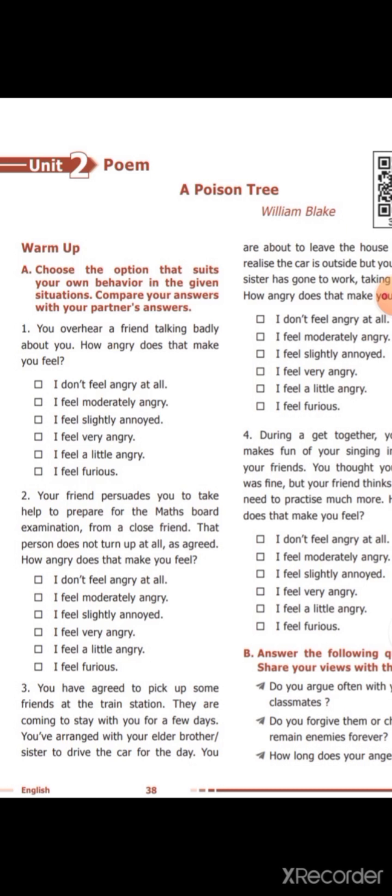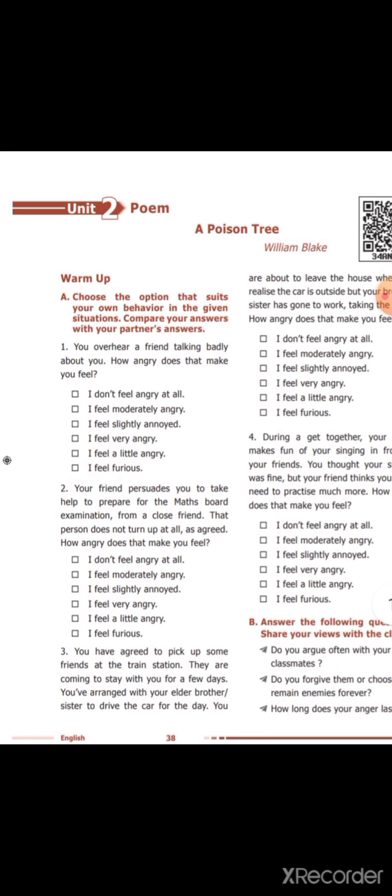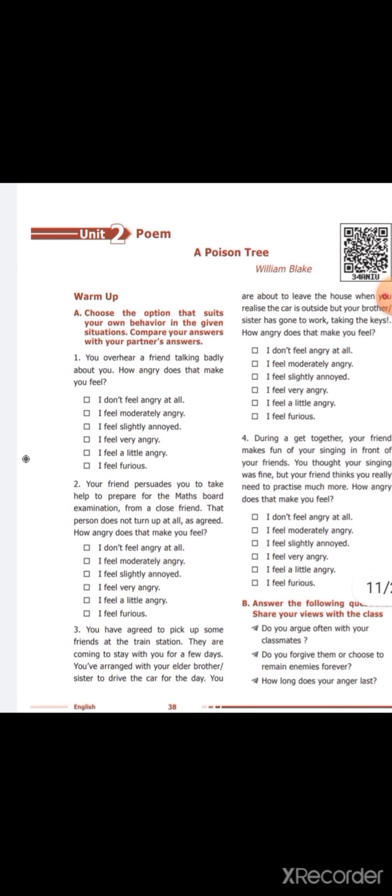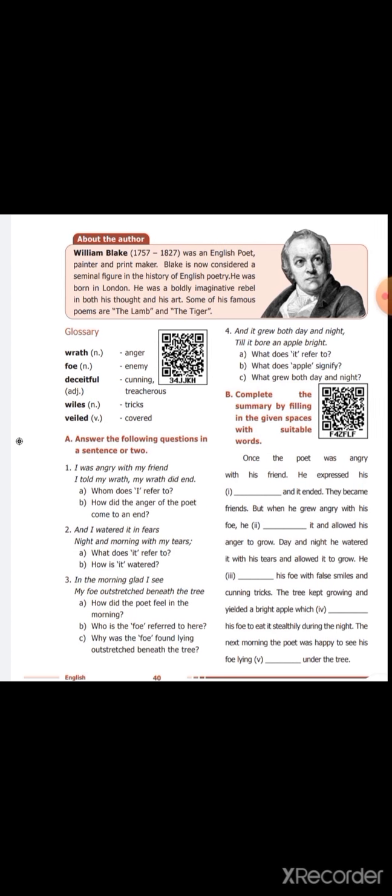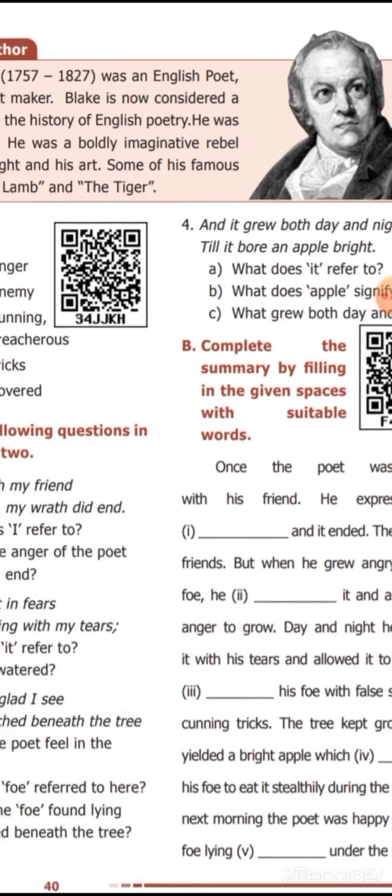But in this poem, the poet William Blake is telling how he was angry with his friend and what happened. So you are not supposed to be angry with anybody, children. But this poem tells about how the author had so much vengeance and anger towards his foe. Foe is nothing but enemy. We'll go to the author's introduction. So he is Mr. William Blake.